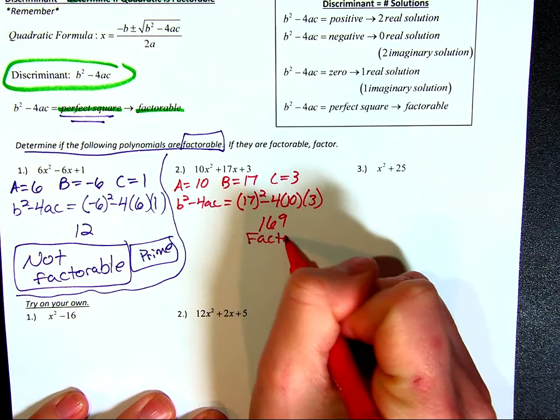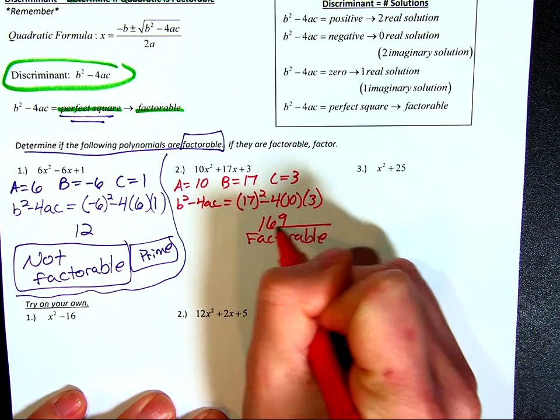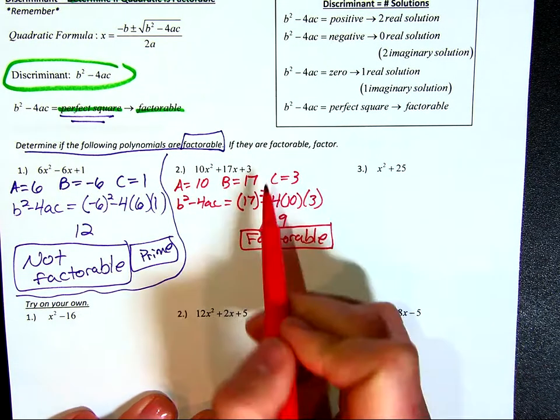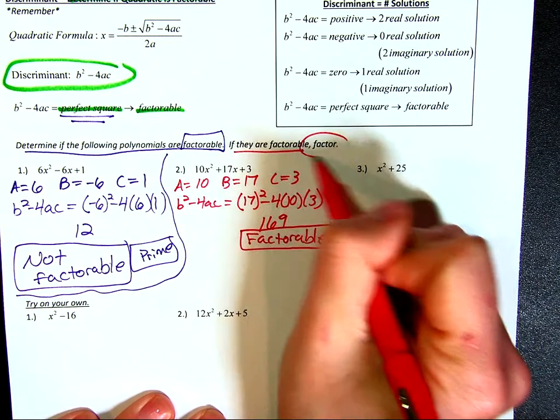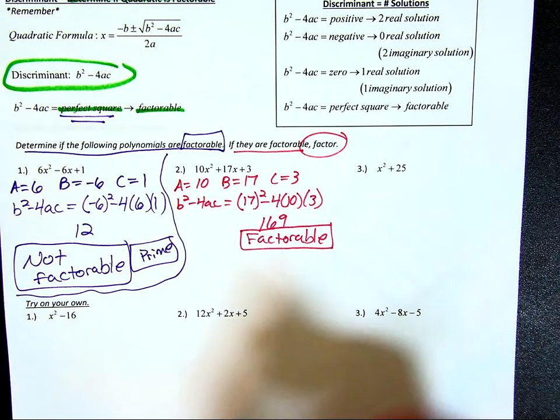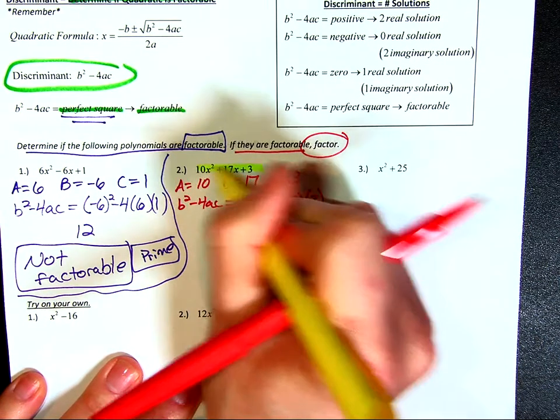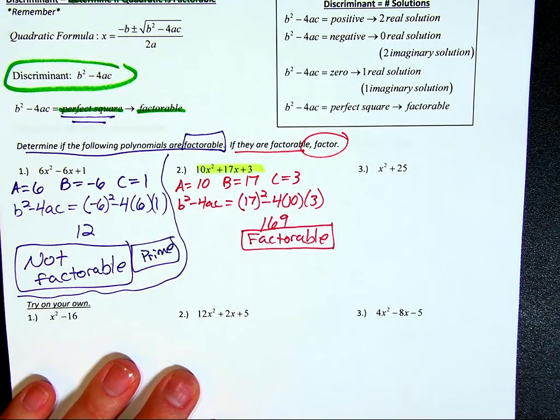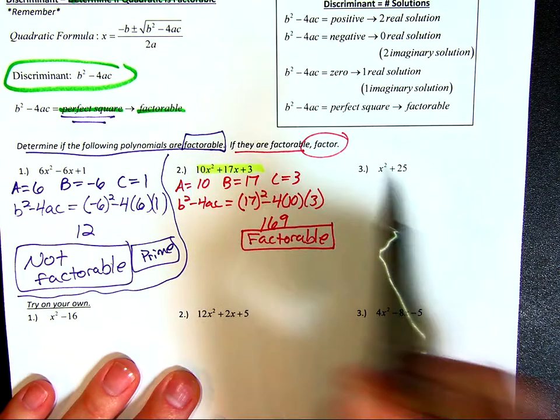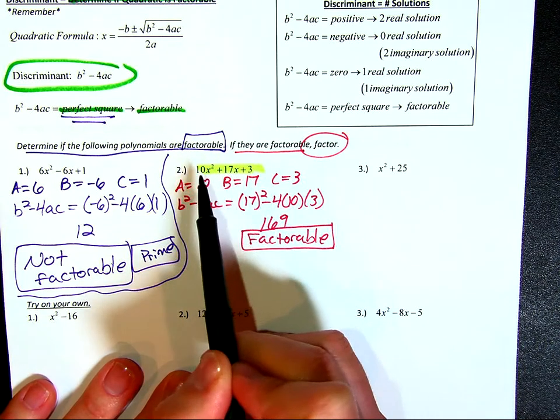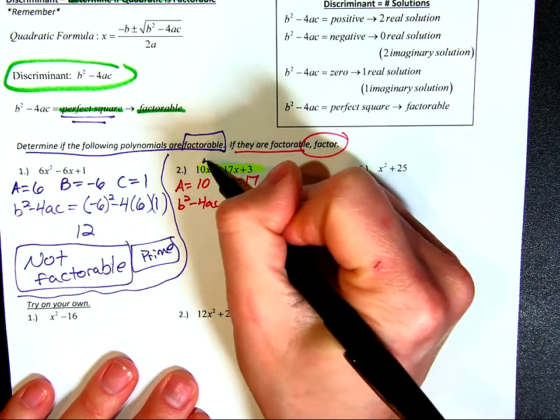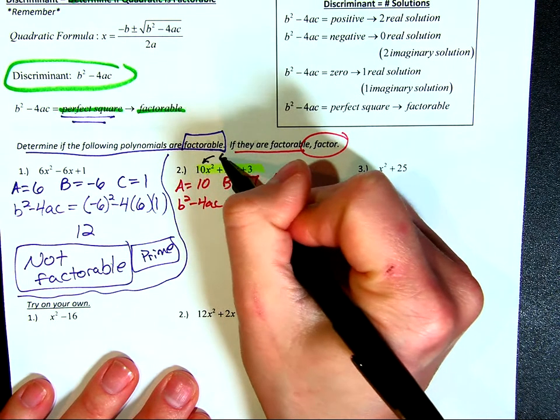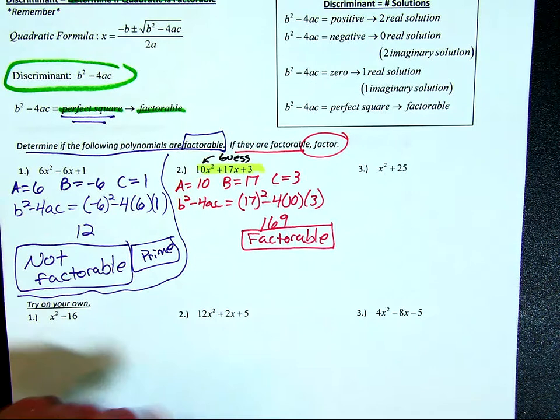Now this is where you need to read the entire instructions. If they are factorable, then we need to factor it. So now I need to go back to this original problem and try to factor that problem. In other words, I need to think about something and see, is this a multiply to the last, add to the middle problem? No, because my first number, my a, is a 10. It's not a 1, so this is guess and check.